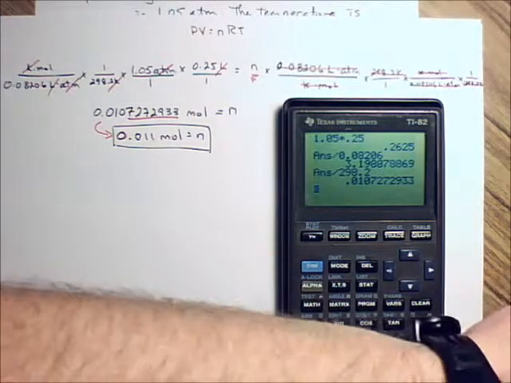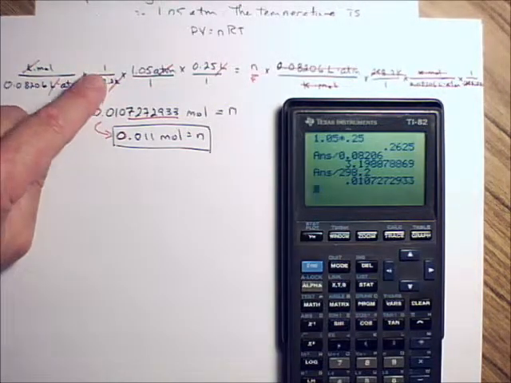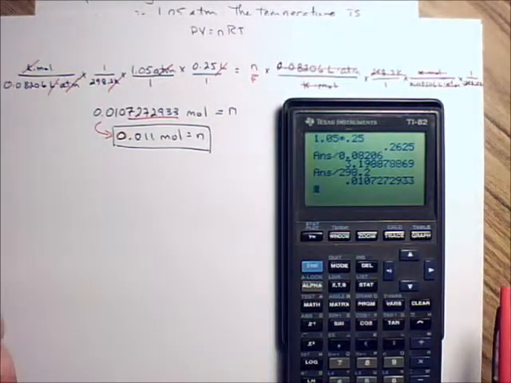All the way on the other side, it's 1 over what? Right here? No, 1 over 298.2 K over here.